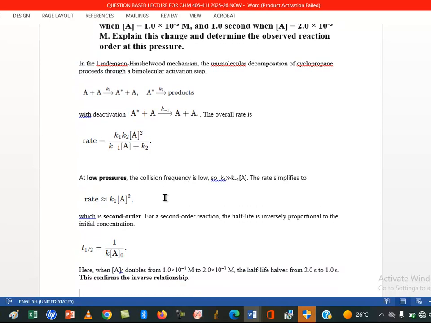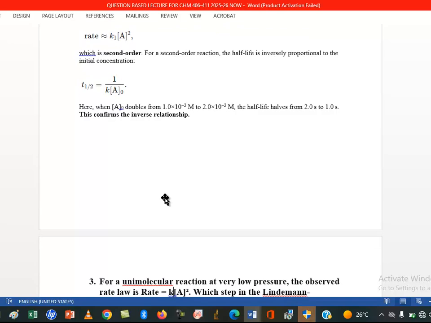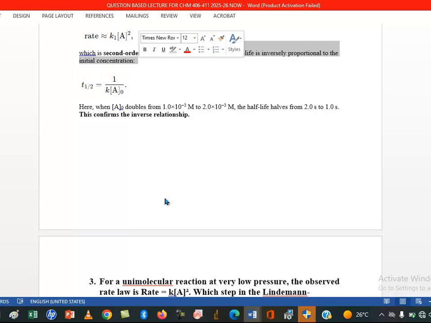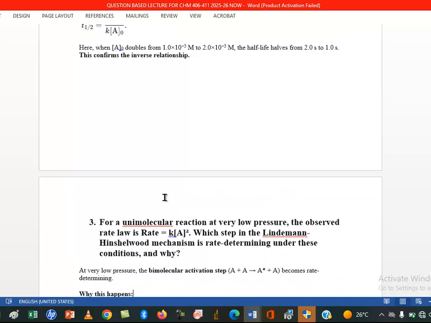And here you can see it. t half is equal to 1 over k[A]0. So what you can see is that this confirms the inverse relationship. The half-life is inversely proportional to the initial concentration, as seen above. I think that would be a good explanation. That's all. You can answer it that way too.